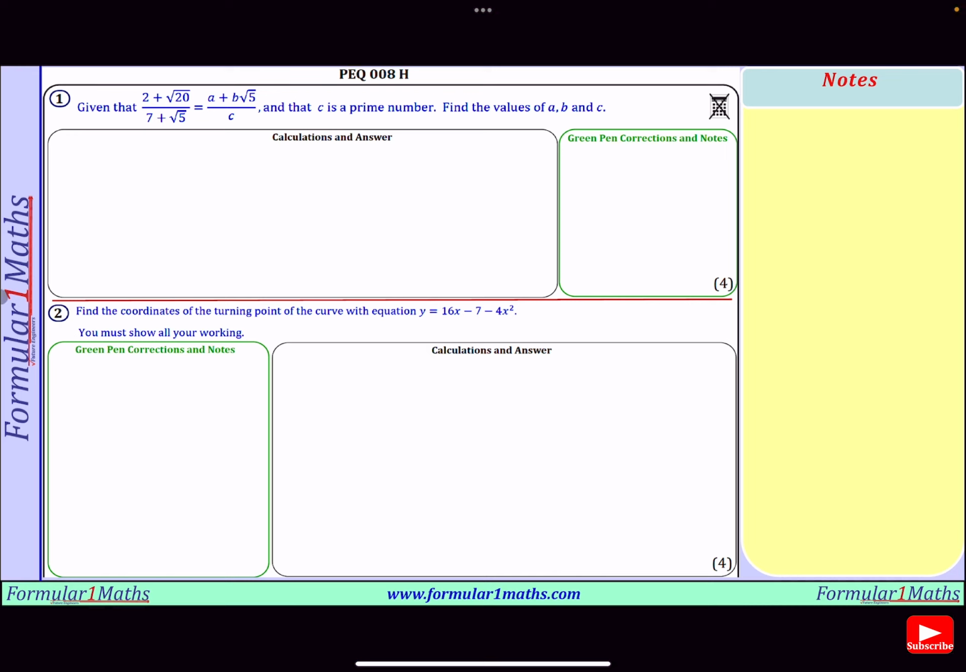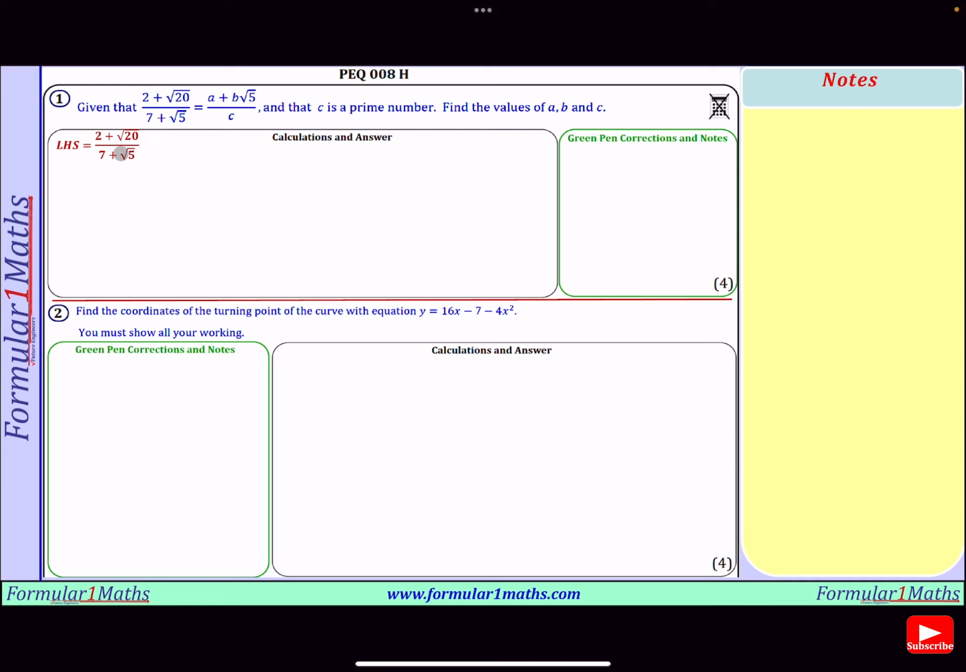Question 1. Given that (2 plus root 20) over (7 plus root 5) is equal to (a plus b root 5) over c, and that c is a prime number, find the values of a, b, and c. To answer this question, we will need to rationalize the denominator of the left-hand side. To rationalize the denominator, we will need to multiply both numerator and denominator by the conjugate of the denominator.